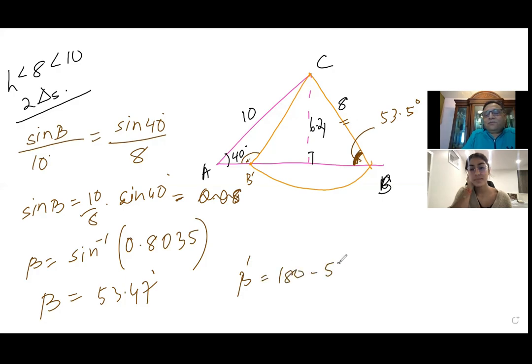Because when you have sine, the first angle is the acute angle in the first quadrant, and when you go to the second quadrant, it becomes obtuse, so you do 180 minus that. Another thing, because this is an isosceles triangle, this angle is equal to B, and that has to be 180 minus B. So 180 minus 53.5, how much do you get? I get 126.5 degrees. Very good.